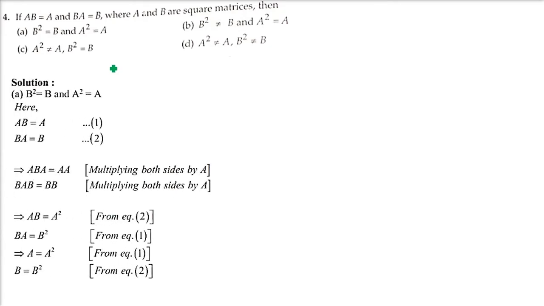Here again, same thing we have to do, because AB is equal to A and BA equals B, and A and B are square matrices. So B square equals B, which we have already proved in the previous question, because AB is equal to A and BA equal to B. Now, whether A square is equal to A or not, that we have to see.